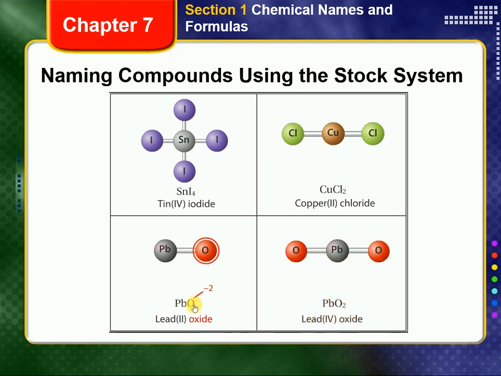Now notice we have a different set of oxygens. We have PbO and then PbO2, which makes sense because this lead only has a +2 charge, so in order to balance that out, we only need 1 -2. This lead, however, is a +4 charge, so we need 2 oxides, each at -2, to balance out the lead 4. But notice that there is no difference in how we say oxide. The difference lies in saying lead 2 oxide and lead 4 oxide.